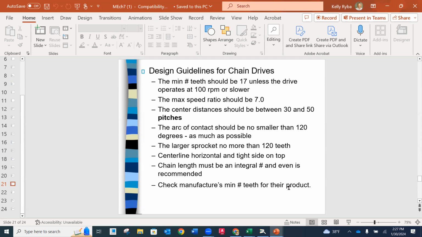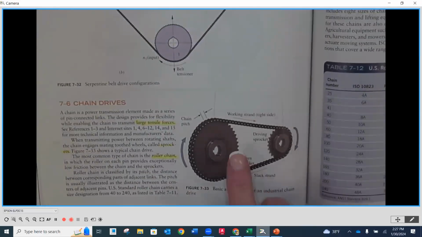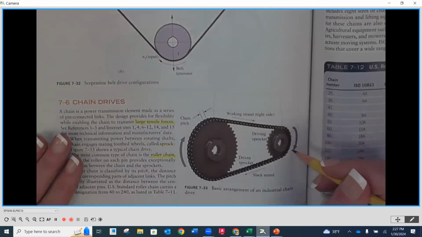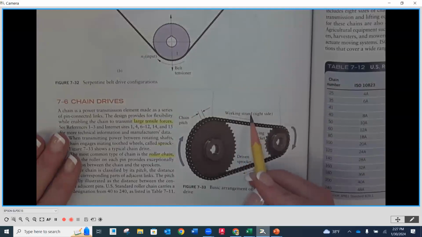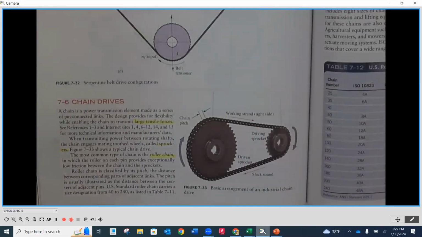And then they talk about the tight side on the top. What does that mean? Tight side on the top is going to be in the direction of rotation. So if this is our driver and it's going in a clockwise manner, it's pulling the teeth along. So the top is going to be the tight side. And then on the bottom here, that's going to be the slack side.